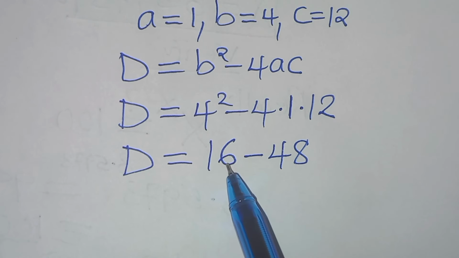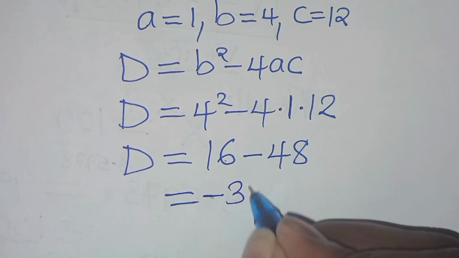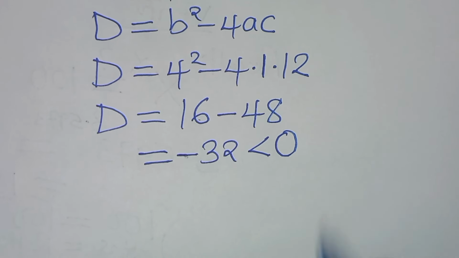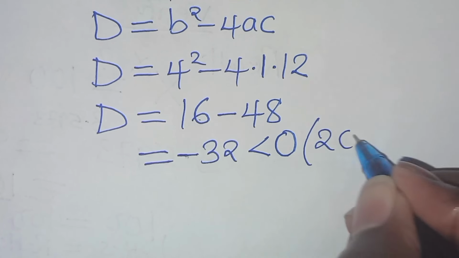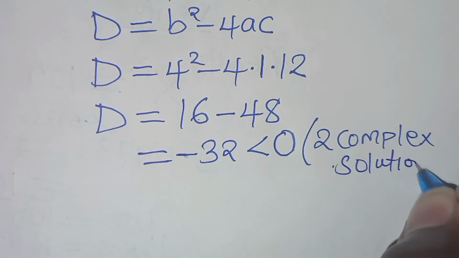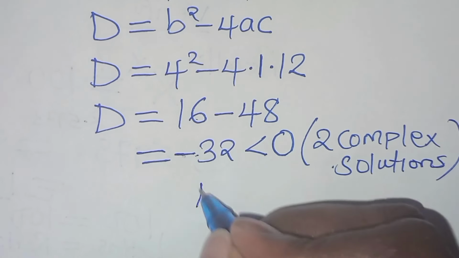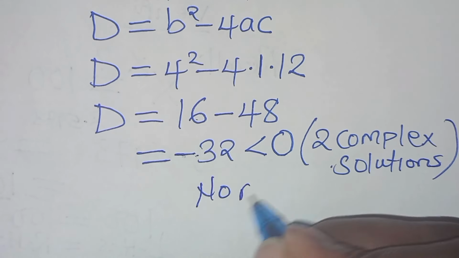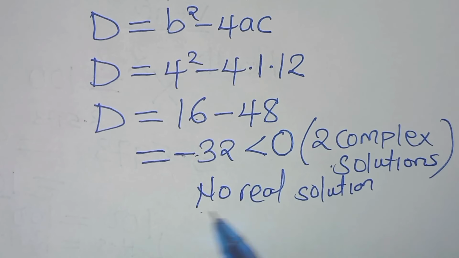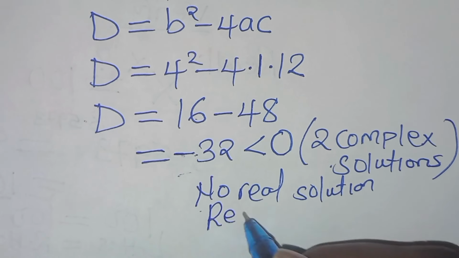Then we have that 16 minus 48, this is equal to minus 32, which is less than 0. So this implies that here we have two complex solutions, and this implies that this quadratic equation part will not give us a real solution. So this part will not provide us with a real solution. So in other words, this part is rejected.